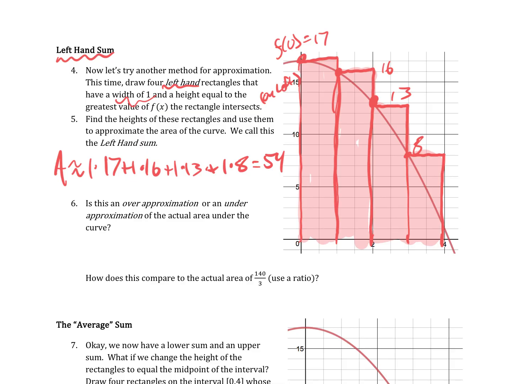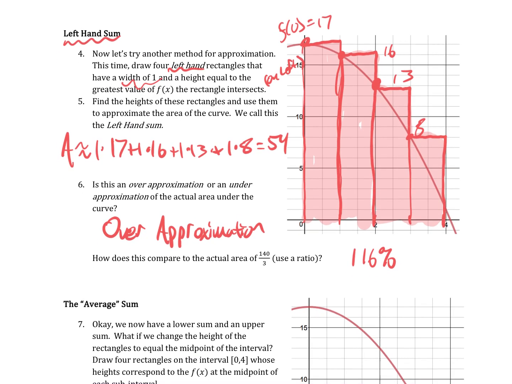Is this an over approximation or under approximation? Well, we're trying to get the exact area under the curve, and we've got all this extra space that we accounted for here. So this is an over approximation. Our approximation is too high. If we compare with this 140/3 here, we get about 116%.